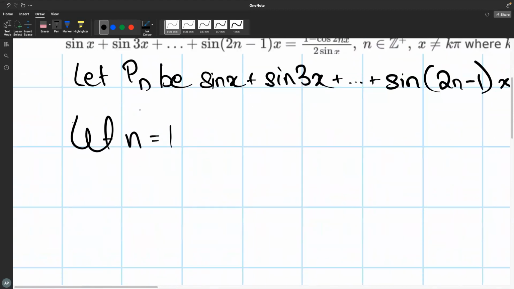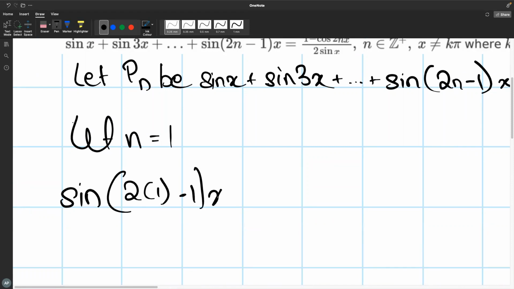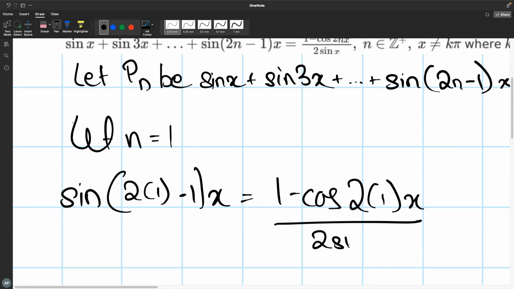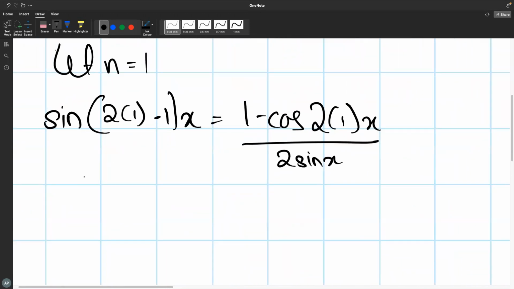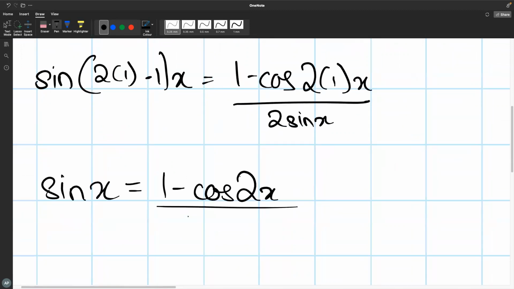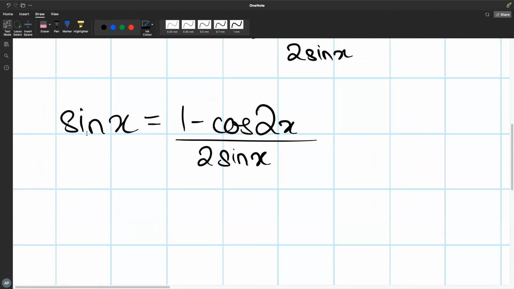So first we have to sub in n as 1. So we have sine of 2 times 1 minus 1 x is equal to 1 minus cosine 2 times 1 x over 2 sine x. Now this is a simple calculation. We get sine of x is equal to 1 minus cosine 2x over 2 sine x. Now we only take one side to prove it equal to the other side.